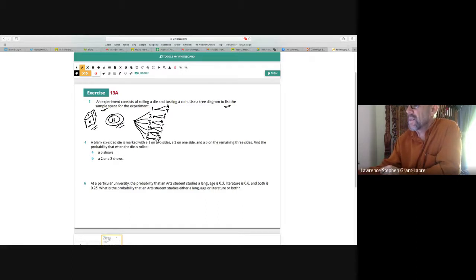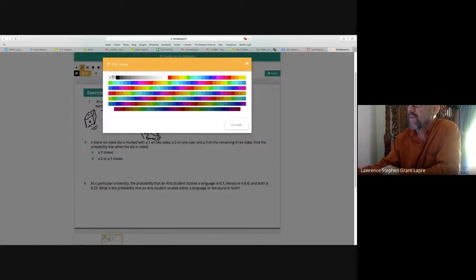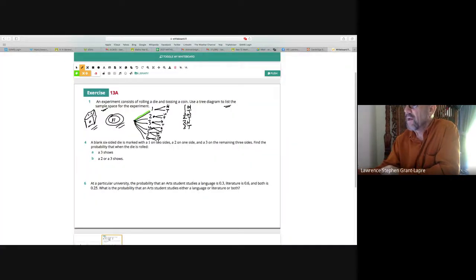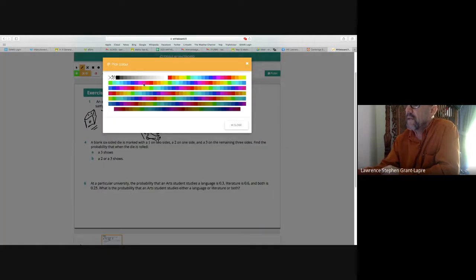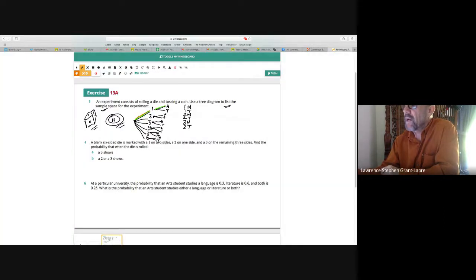The list is, it could be a 1 and a head, a 1 and a tail, a 2 and a head, a 2 and a tail, a 3 and a head, a 3 and a tail. So we get that by following the pathways. It could be a 1 and a head. That's one possible outcome for the first roll, and then flip the coin. The second event is different from the first event. It could be a 1 and a tail. Let's finish it.